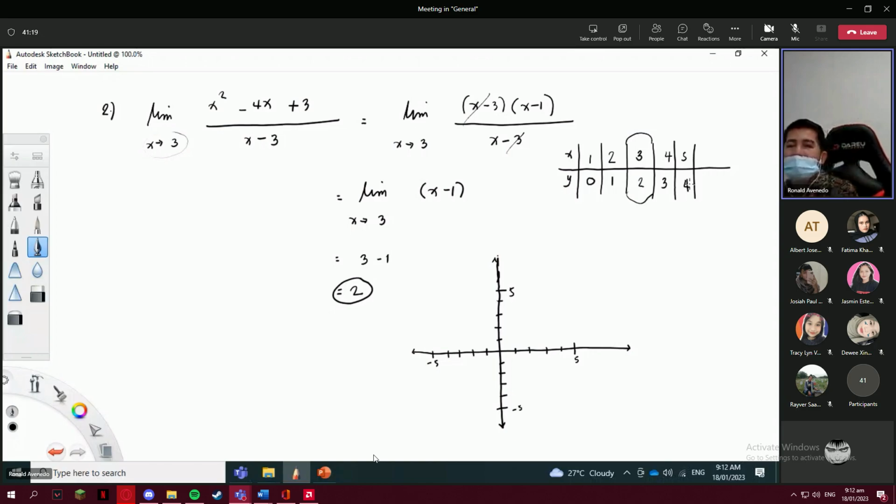Now, plot the points. If x is 1, y is 0. If x is 2, then y is 1. If x is 3, then y is 2. And then, x is 4. Bakit parang 1? Sorry. Ito dapat. Okay.